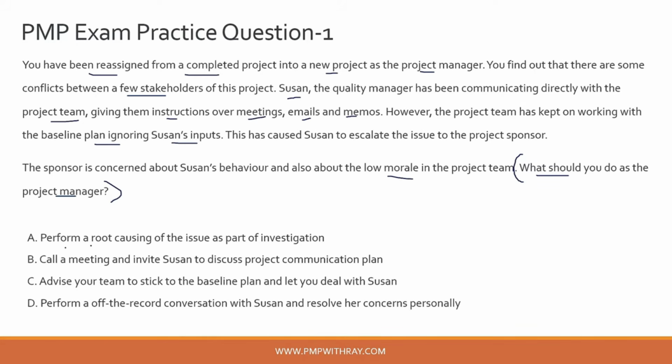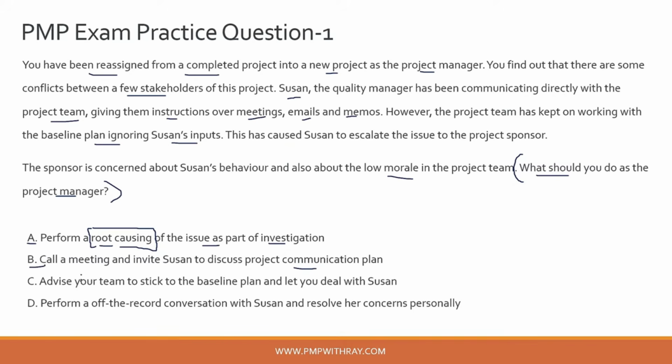Option A, perform a root causing of the issue as part of the investigation. Now it may seem a very dry option to many of you, but mind that root causing a problem is a key skill of a good project manager. Okay, so we'll hold this option for now. Option B, call a meeting and invite Susan to discuss the project communication plan. Now some of you may say that if you invite Susan to the communication plan discussion, probably her behavior will correct. Okay, so we'll hold this option for now.